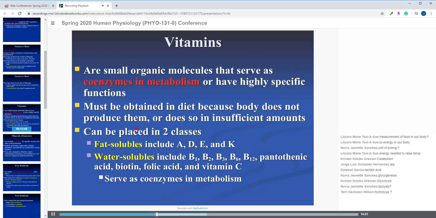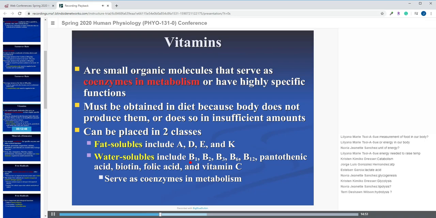So the vitamins can be classified into 2 types: the fat soluble vitamins and the water soluble vitamins. The fat soluble vitamins include vitamin A, vitamin D, vitamin E, and vitamin K. These will perform specific functions.